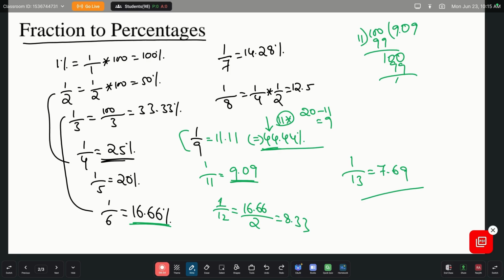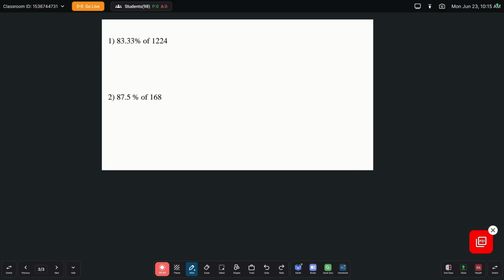1 by 7 equal to 14.28. 1 by 9 equal to 11.11. 1 by 13 equal to 7.69. 1 by 8 equal to 12.5. 1 by 6 equal to 16.66. Just look here.